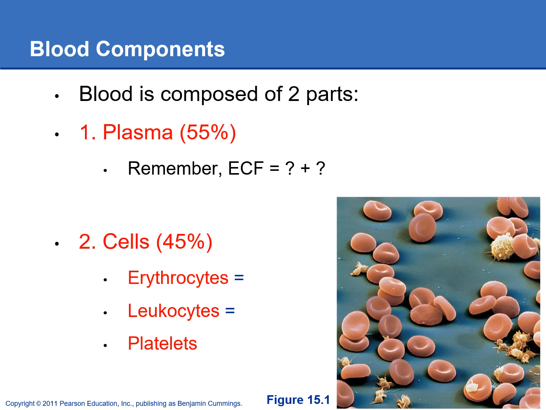The blood is composed of two parts. So we have plasma, which is about 55% of the blood, and cells, which make up 45% of the blood. Plasma is the liquid part of the blood, and remember that the plasma is part of the extracellular fluid, and the extracellular fluid is the plasma plus the interstitial fluid. The cells consist of erythrocytes, which are also red blood cells, leukocytes or white blood cells, and platelets.